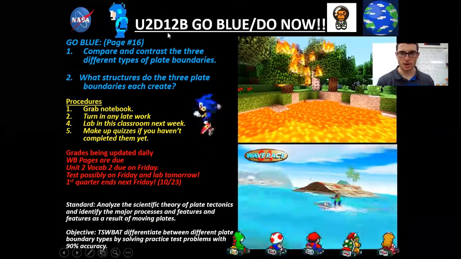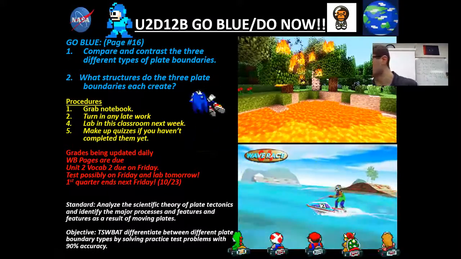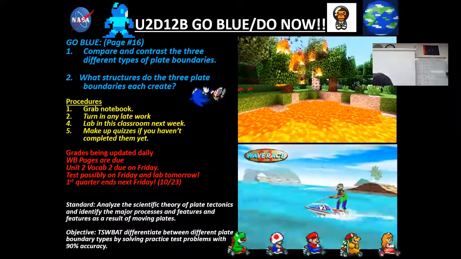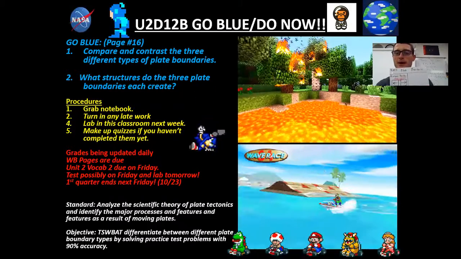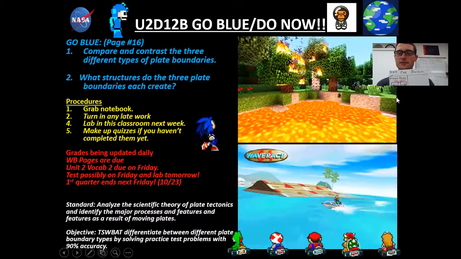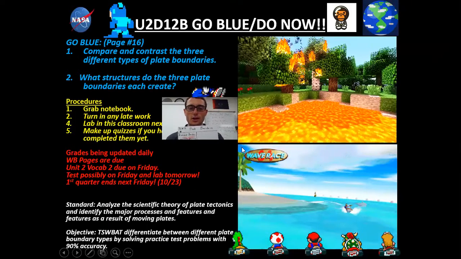Again, I think my numbers are a little off up here. But again, we are continuing. We almost finished page 15 of our notes yesterday, going over the different types of plate boundaries, and we didn't have enough time to go over the third one. So we're going to go ahead and include it in our Go Blue.